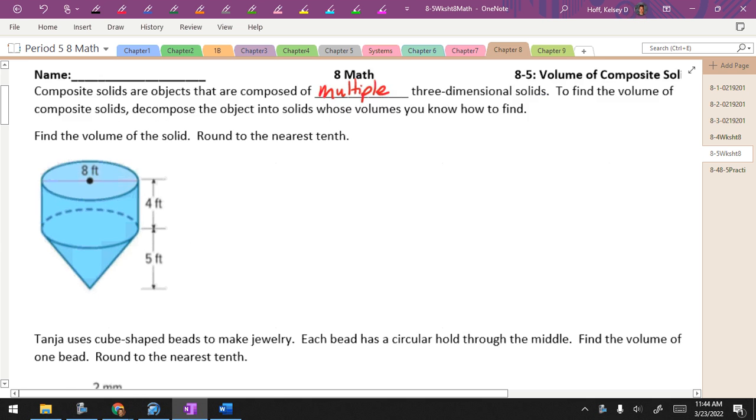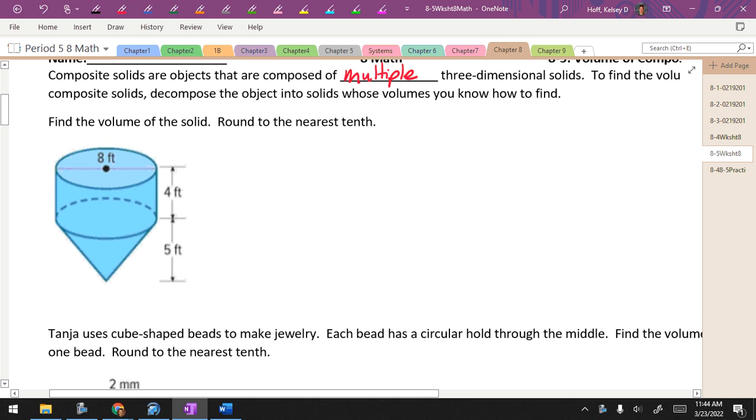So it says find the volume of the solid, round to the nearest tenth. In that first shape, what shapes do you see? A cylinder and a cone. Now, I can find the volume of the cylinder and I can find the volume of the cone.